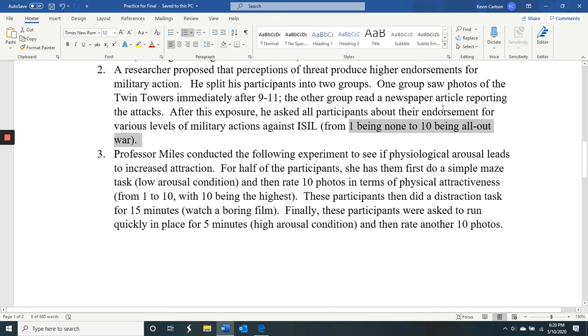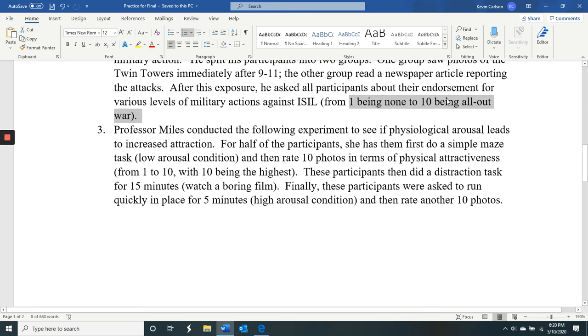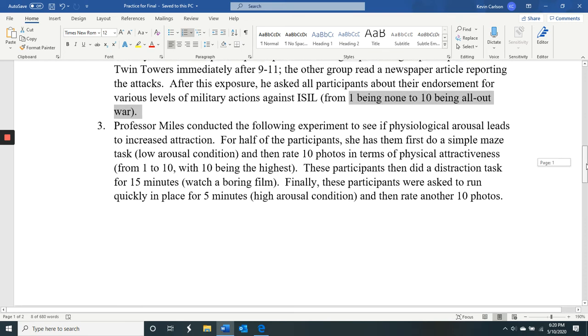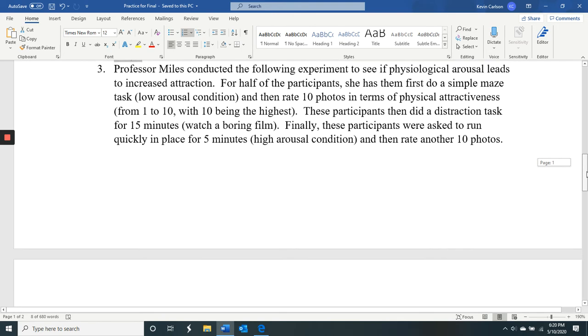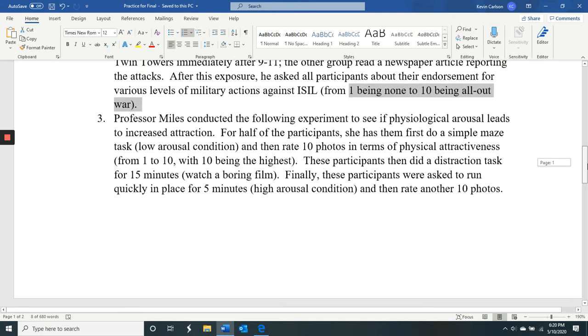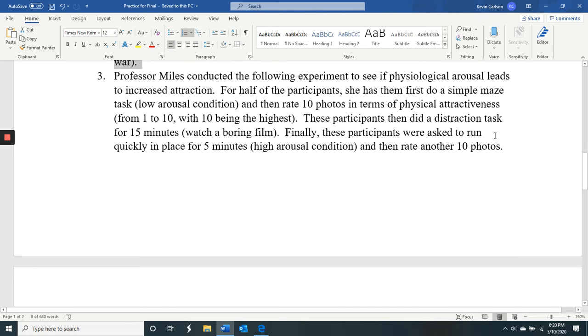Comparing two things, there's two groups here. So it's a t-test, they're two separate groups. Independent t-test because we're looking at them compared to an interval level measurement of the endorsement for military action. So 3, it actually goes on a couple pages here. So here we have whether physiological arousal leads to more attraction. So we have to read this really carefully.